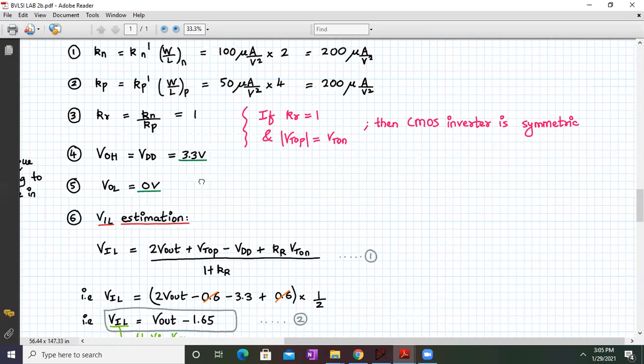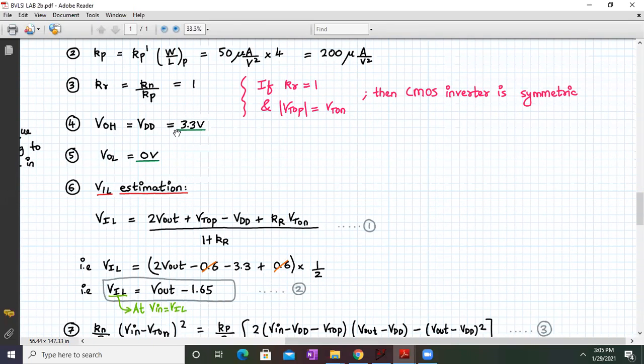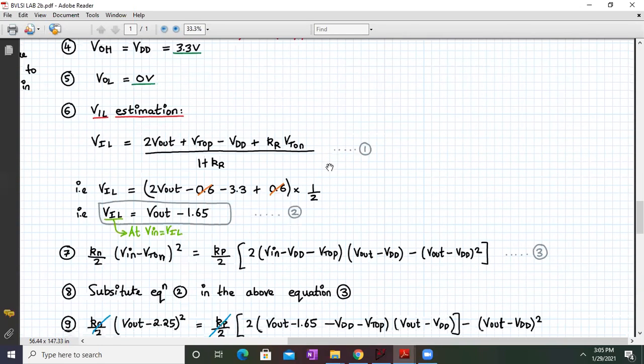Okay, so here our VOH is given as VDD, which is 3.3 directly. VOL is 0 volt. So two critical parameters are very easy, but the other two are slightly complex. For VIL estimation, we have to consider this formula. How did we get this formula? We will derive it soon in the class. Don't you all worry about it.